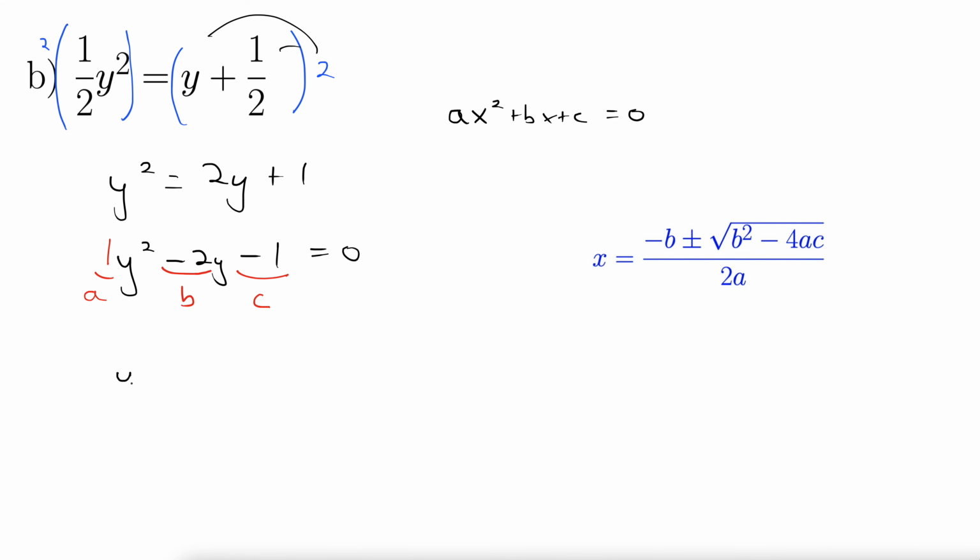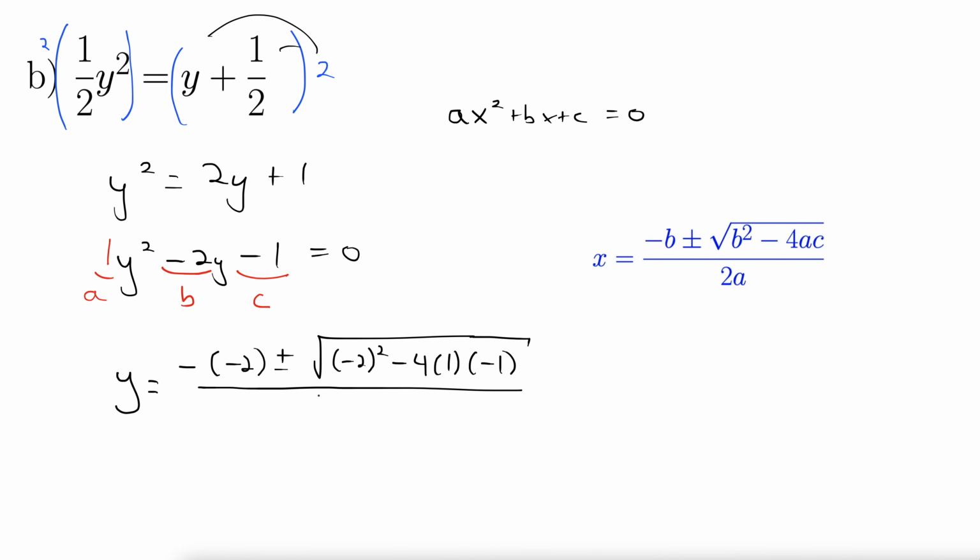So in this case, it's y equals, since that's our variable, negative b, so negative 2 plus or minus the square root of negative 2 squared. Notice how I squared the whole thing, minus 4 times a, which is 1, times c, which is negative 1. Be really careful with your negatives in these. All over 2 times a, which is 1. Okay, so let's just clean this up a little bit, see what we get.